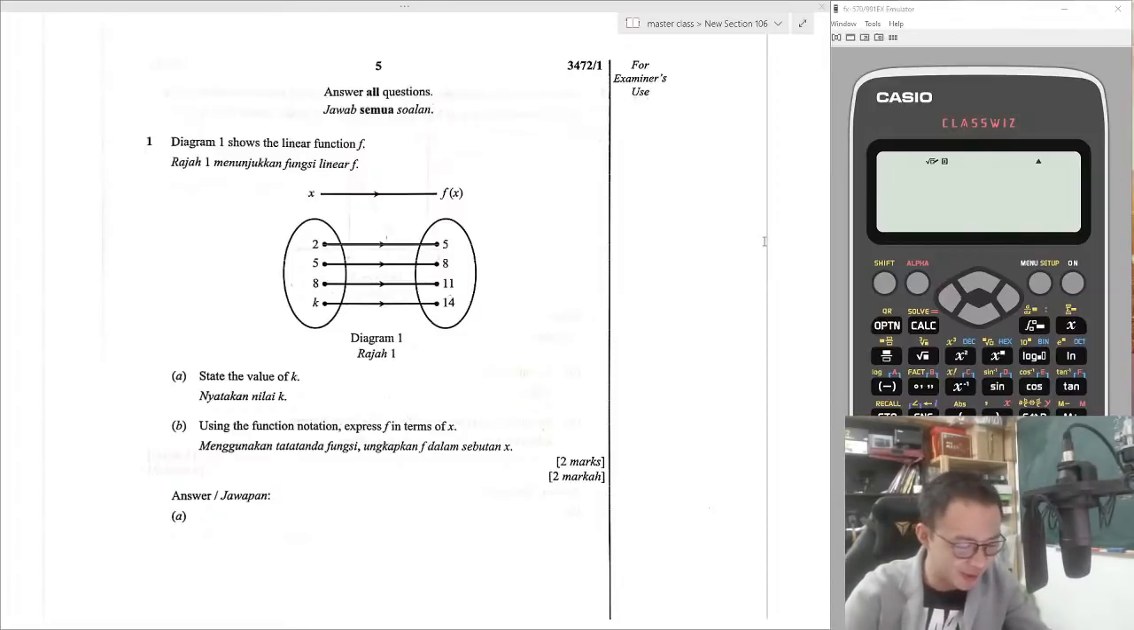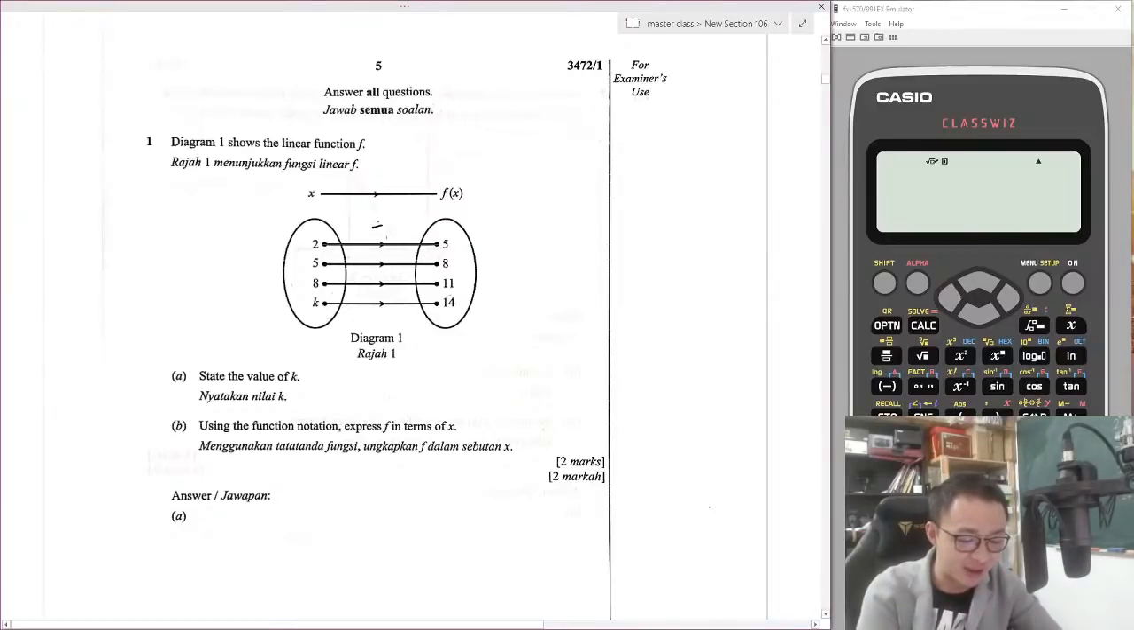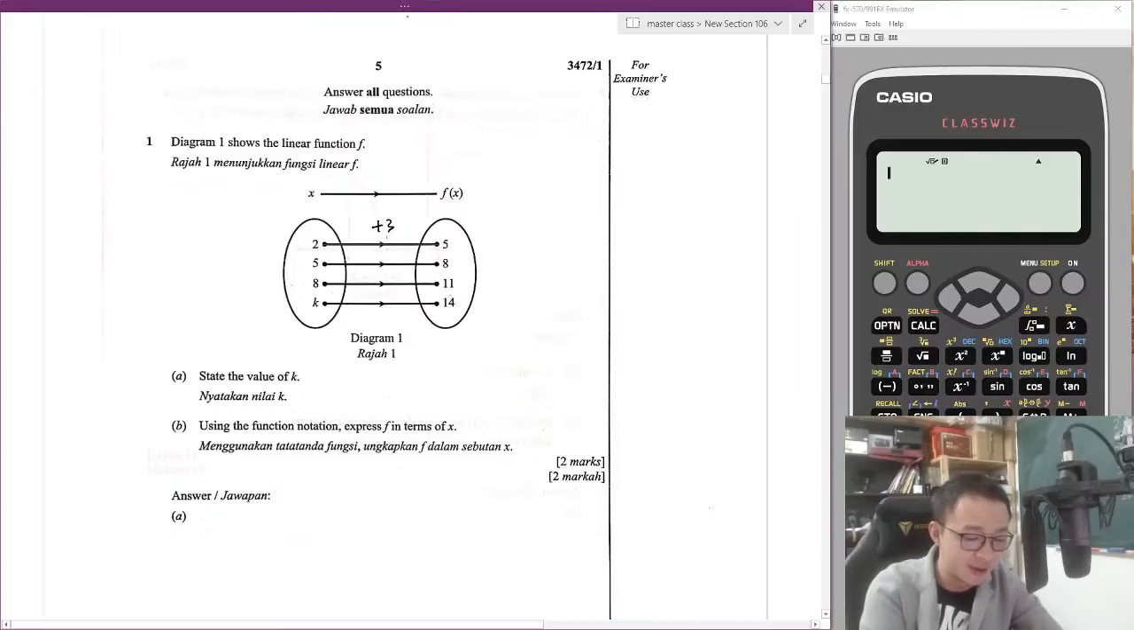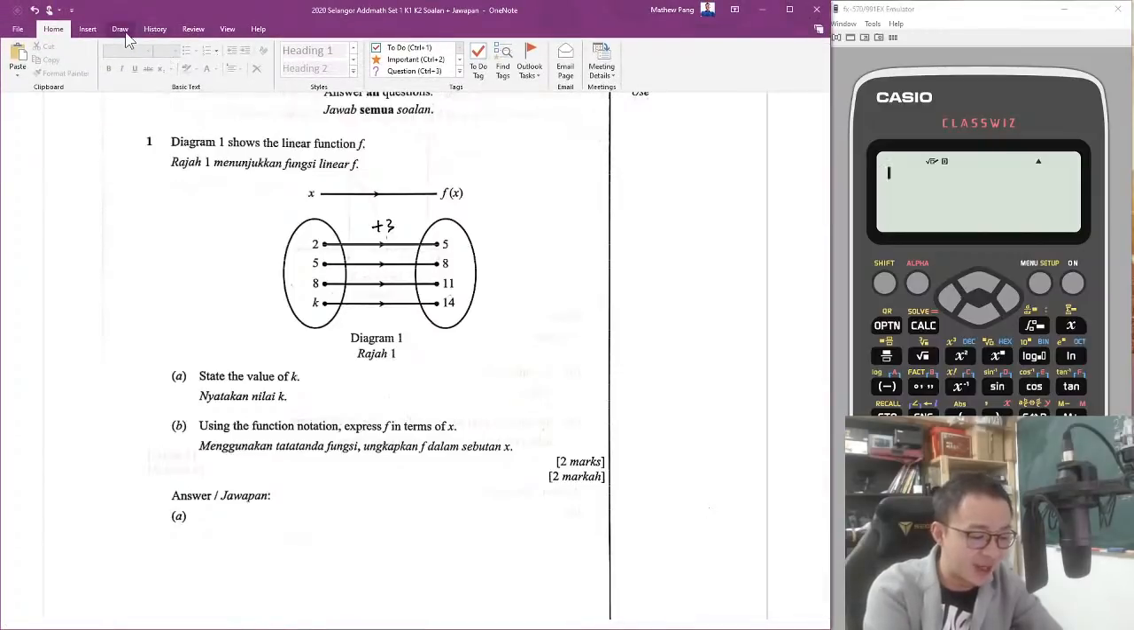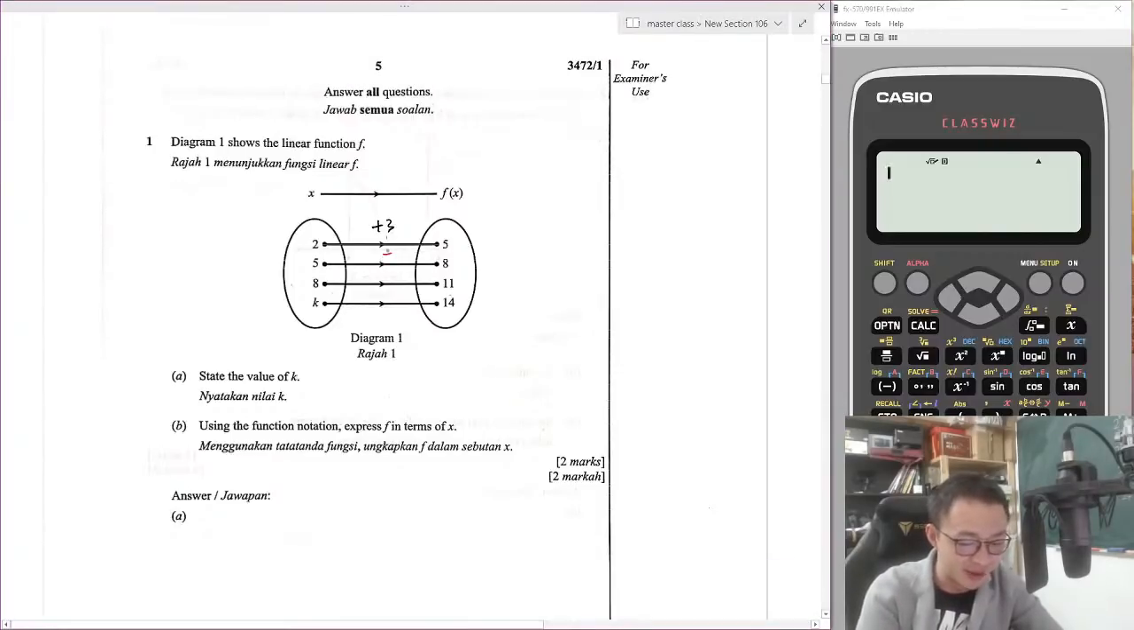Okay, let's begin with this one. They ask you to find the value of k. First, you need to see the relationship between 2 and 5. How do you go from 2 to 5? You need to plus 3, isn't it? Same idea, from 5 to 8, you plus 3. So one number plus 3 gives 14. Basically, it's 11, because you can just use 14 minus 3.